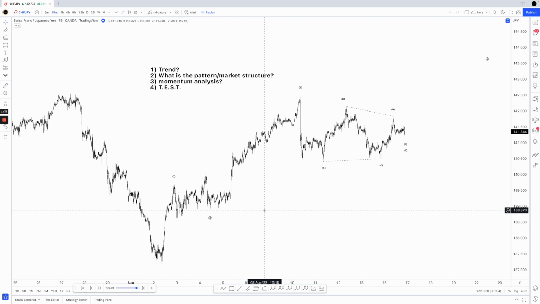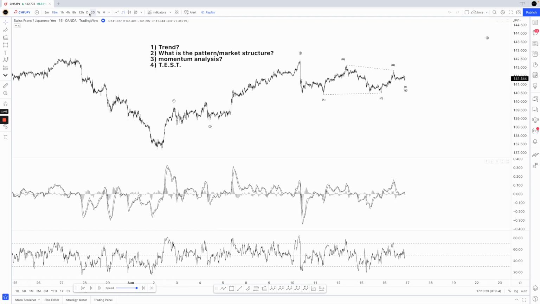All right, question number 2, what is the pattern? What structure is the market tracing out? Well, we're in a 4th wave, and the pattern that the market is tracing out appears to be a contracting triangle. Okay, so we've covered number 2. Number 3 is momentum analysis. What does momentum analysis tell us?